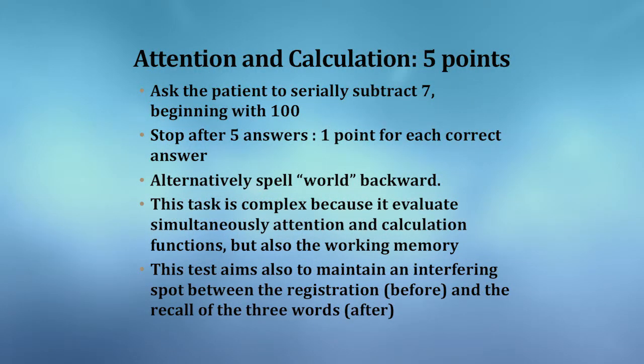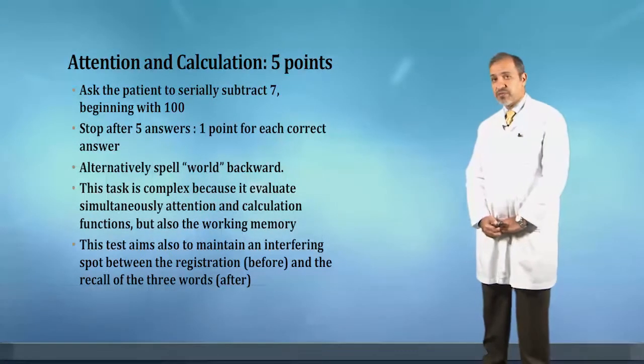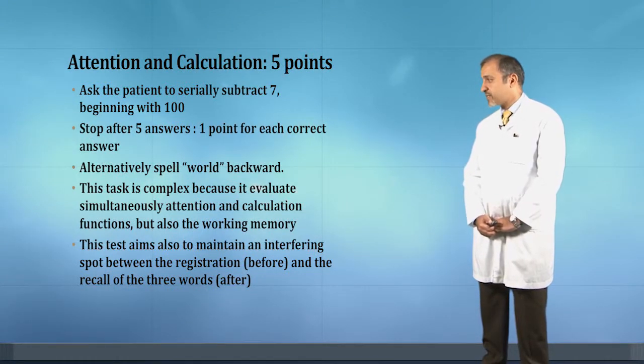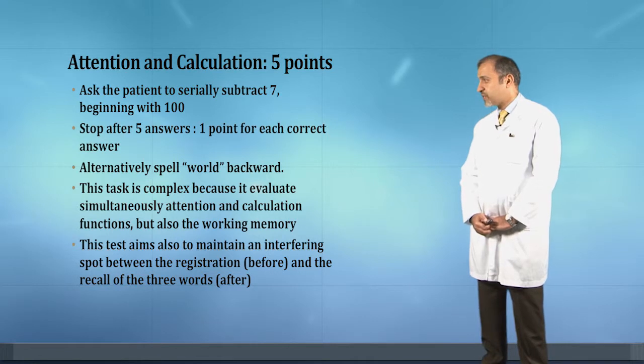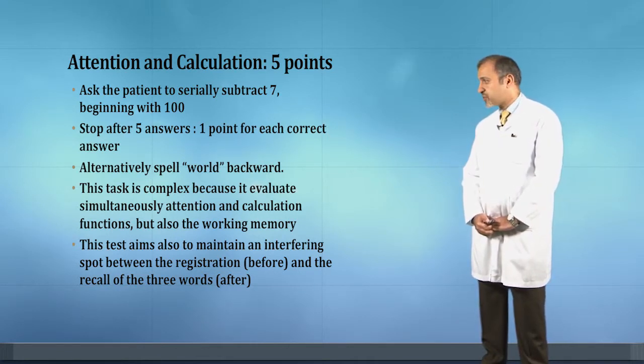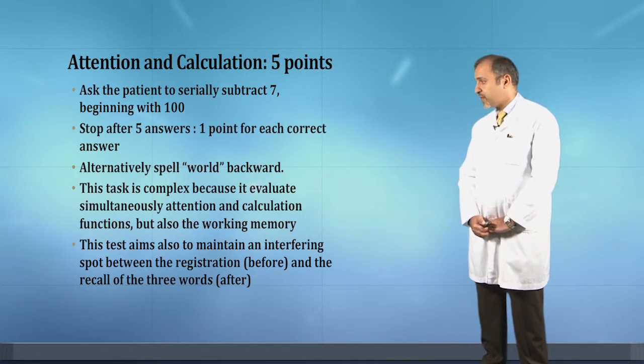The next part of the tool is calculation, and this consists of 5 points. The patient is asked to do serial sevens, or subtract 7 points from 100, and the person stops after 5 answers, with 1 point awarded for each correct answer. Alternatively, the person could spell the word world backwards, and 1 point is given for each letter spelled correctly. This task is complex because it evaluates simultaneous attention and calculation functions, but also working memory. The aim of the test is to maintain an interfering spot between registration before and the recall after the 3 words.